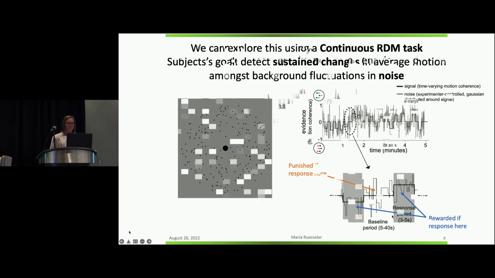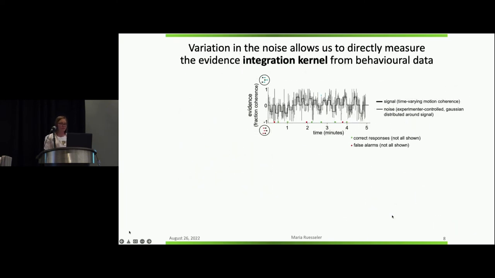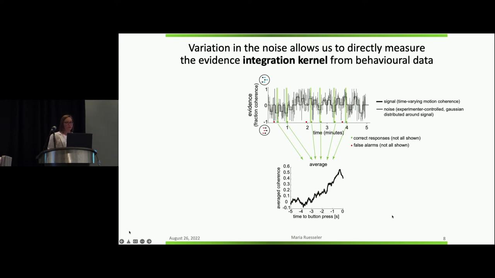That feature is crucial when we want to look at evidence integration kernels in the behavior. We can cut out the stimulus leading up to a response and average this across all responses. What we get is this really nice evidence integration kernel, which tells us how far back in time participants integrate evidence and how they weigh it. We can also quantify this by fitting an exponential function to this graph. Here we have a time constant tau, which tells you how far back in time the participant is integrating, and an amplitude, which is A.